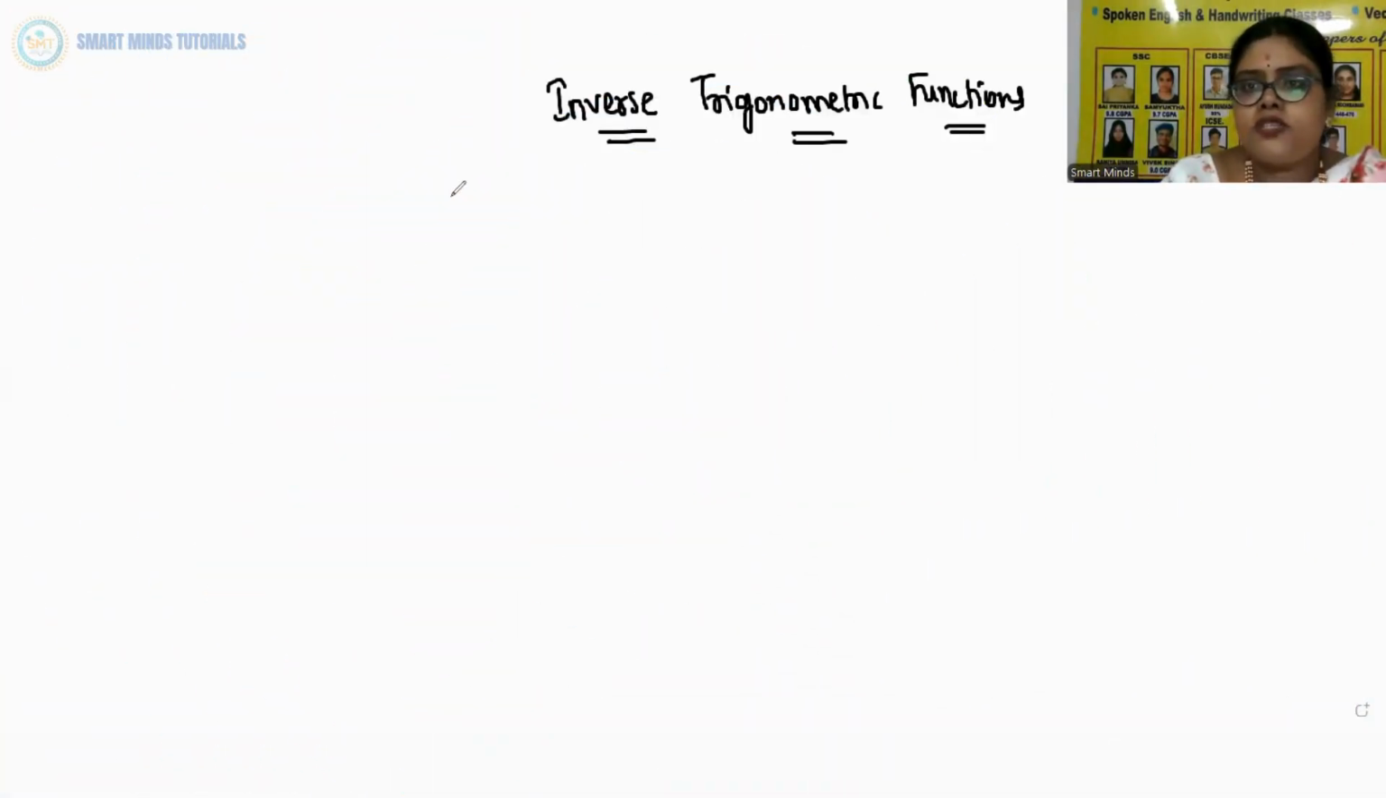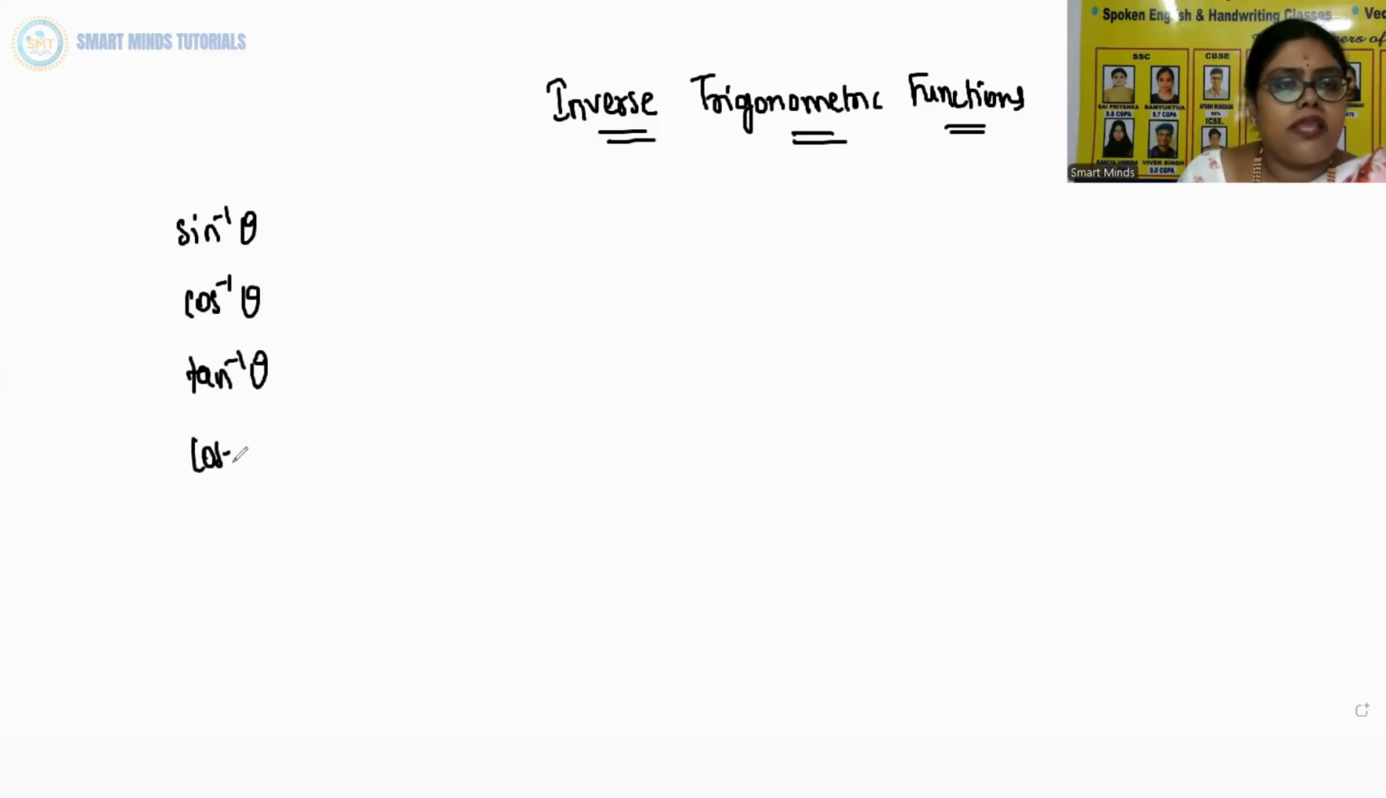So in today's class, we will cover inverse trigonometric functions synopsis. As you know, sine theta, cos theta, tan theta, these all are trigonometric functions. But what are inverse trigonometric functions? Sine inverse theta, cos inverse theta, tan inverse theta, cosec inverse theta, secant inverse theta, cot inverse theta. These are the 6 inverse trigonometric functions.